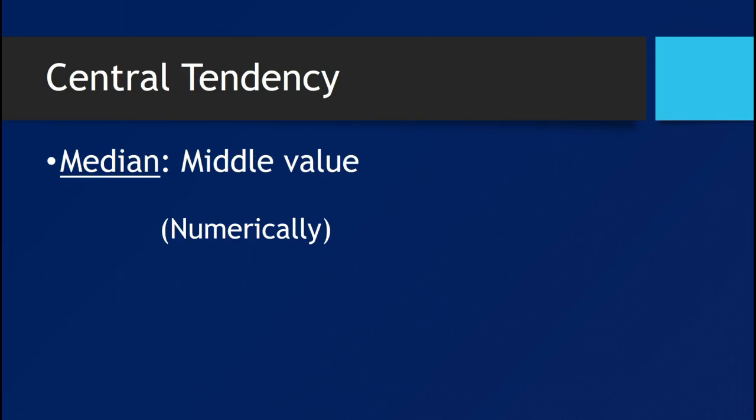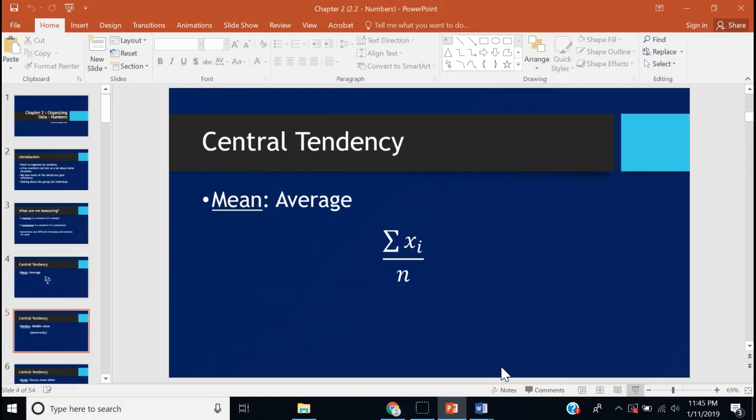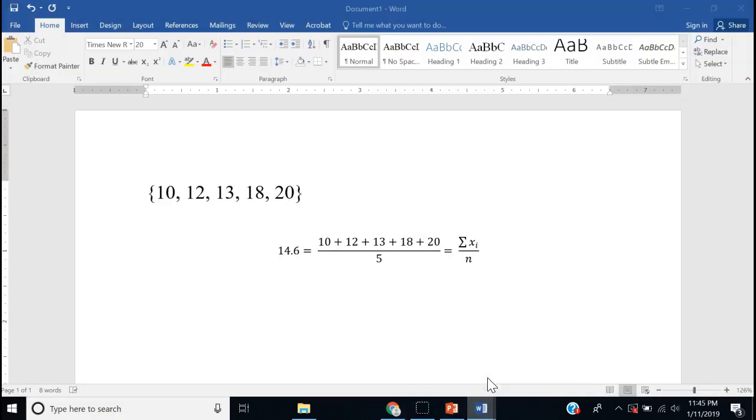Now, the second measurement of central tendency is the median. The median is defined as the middle value, and by middle value, I simply mean numerically. So we have to list things from least to greatest and pick out the middle one. For example, in our data set earlier, we did list these things out from least to greatest. And since 13 is the middle value in that data set, our median would be 13.